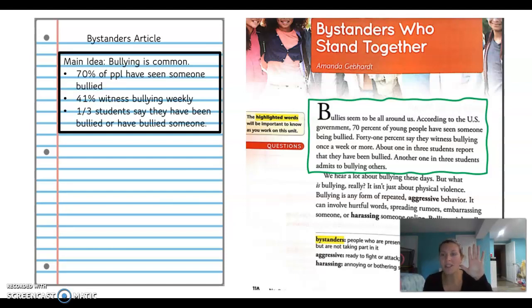So all of those supporting details support our main idea that bullying happens a lot. It's common. It's a problem. And so that's an important main idea that I need to hold on to and remember. All right, I'm going to keep reading.